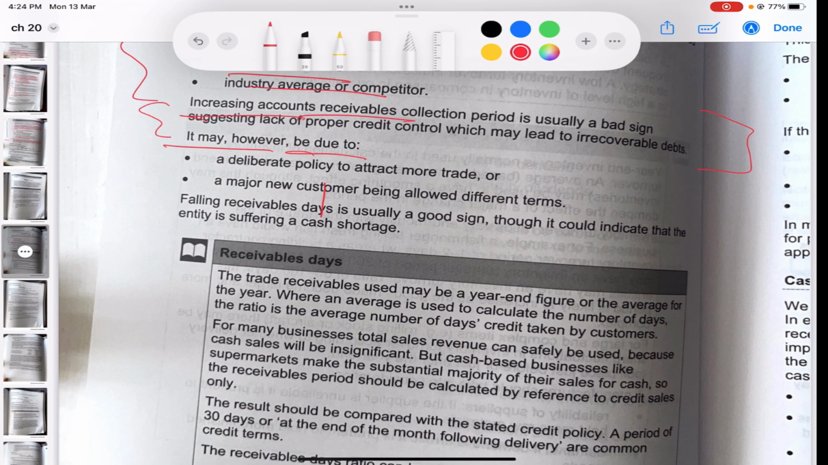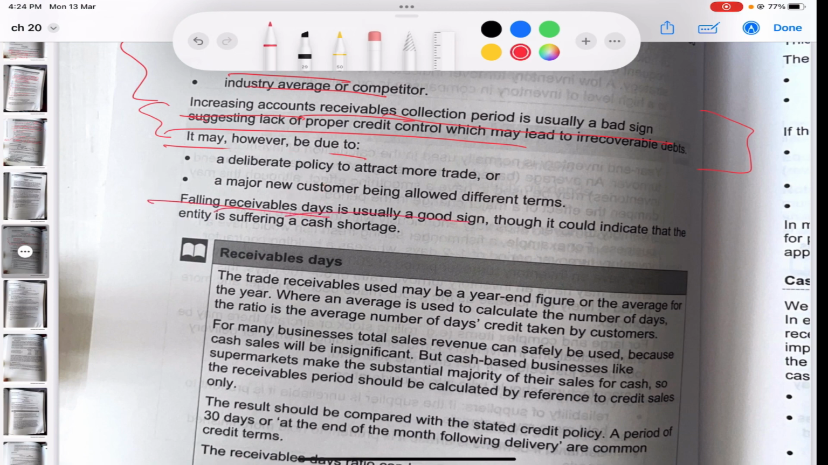Okay, increasing accounts receivable collection period is a bad sign. So when the receivable period is being increased every time, that means that something is wrong, right? Something is inappropriate over there. Why? Because we need to have a particular amount of cash flow in the business in order to function.